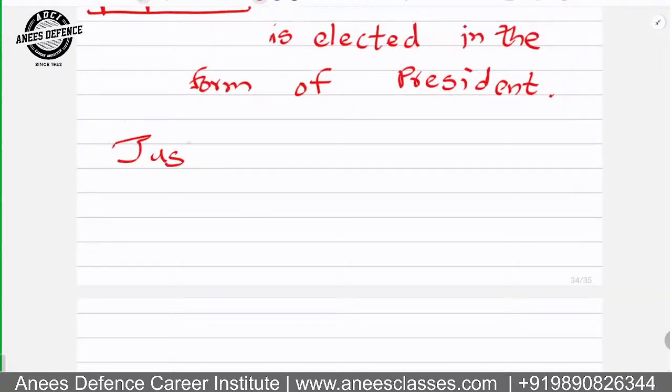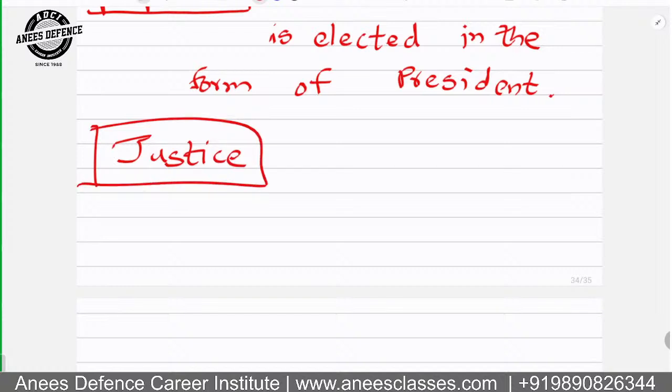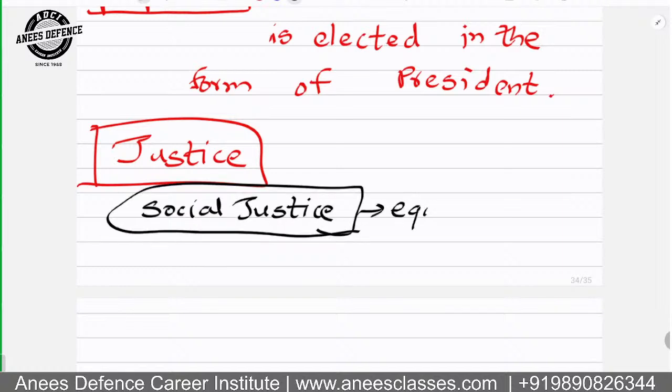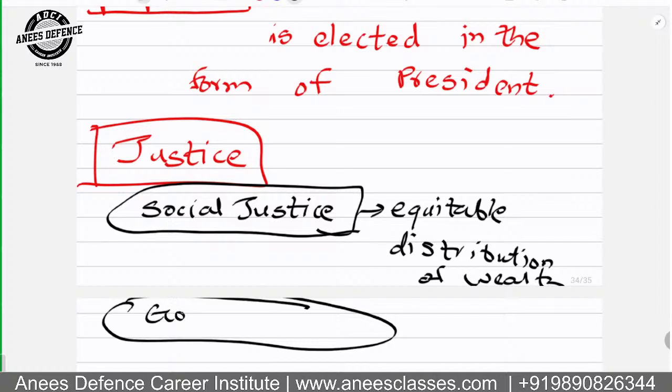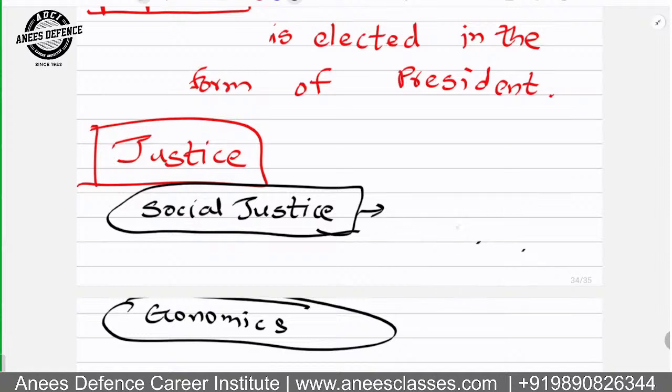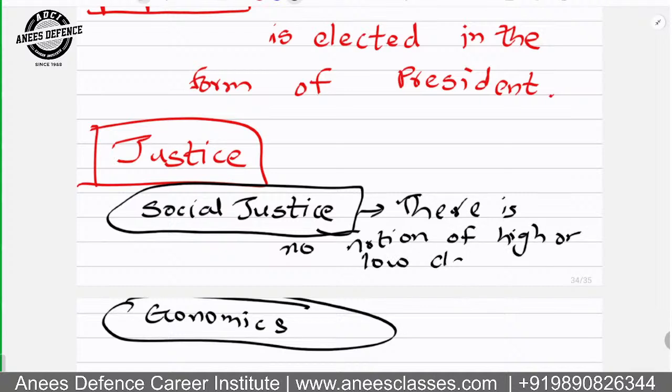The next important keyword is justice. And the Constitution provides three types of justice. Social justice, equitable distribution of wealth, next is economic. Equitable distribution of wealth comes under economic justice. Social justice means there is no notion of high or low class. Economic justice means equitable distribution of wealth, and the wealth should not be concentrated in a few hands.